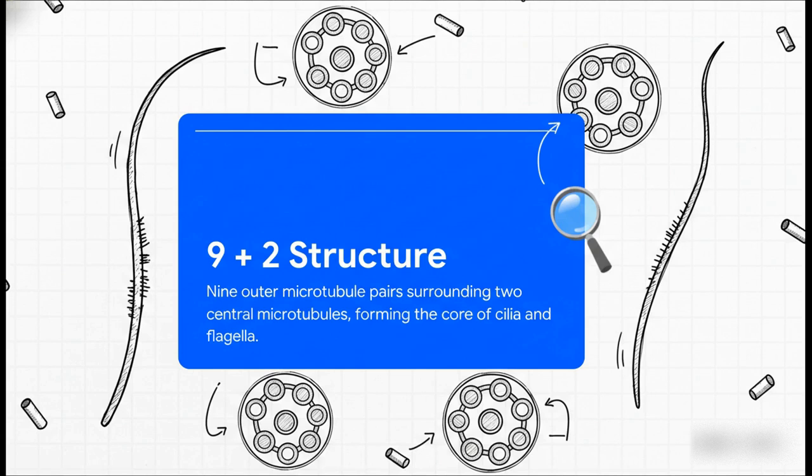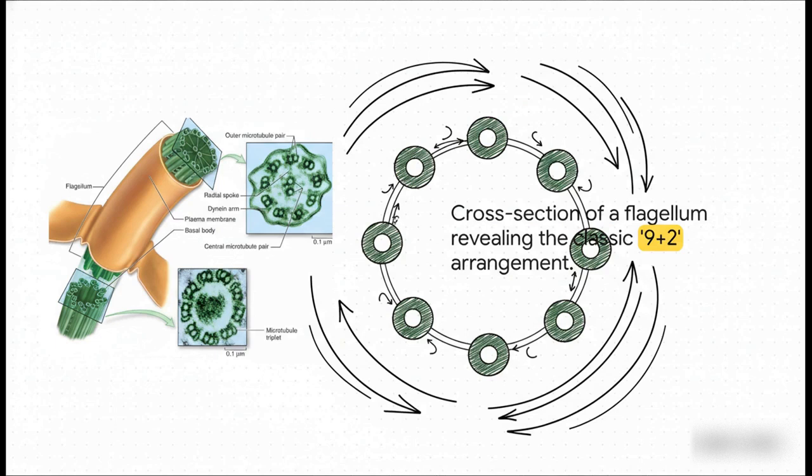It just works. Now this cross-section shows that 9+2 arrangement perfectly. See the 9 pairs of microtubules in a circle around 2 single ones in the center? So how does it move? Well, movement is generated by dynein arms. Yep, the same type of motor protein we just saw carrying cargo, which are attached to one pair and then walk along the adjacent pair. This sliding action forces the whole structure to bend, and that creates a really powerful whip-like motion.